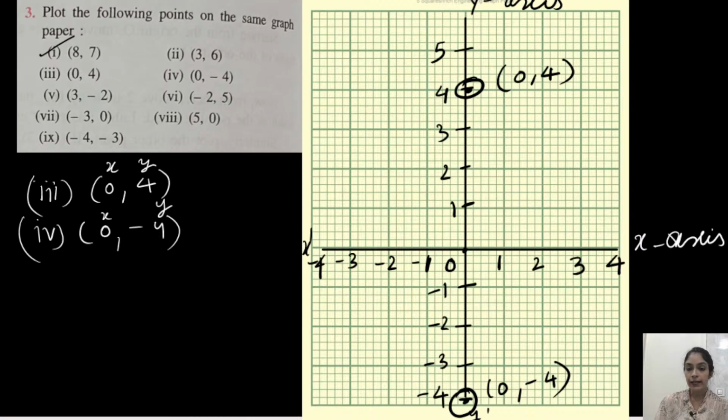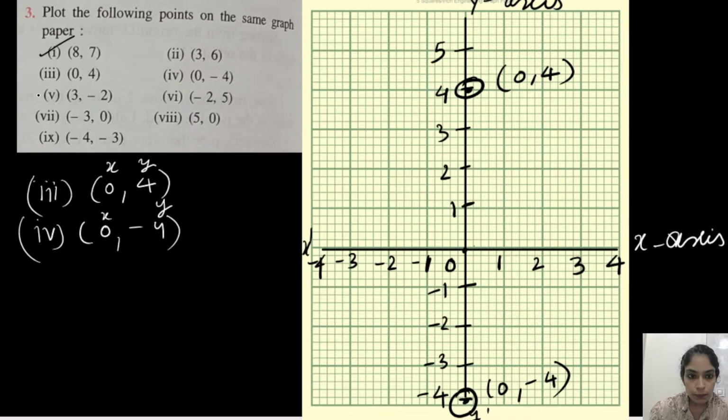So here you can see, like I showed you earlier, if the point lies on the y-axis, the x value will be 0. These points where the value of x is 0 lie on the y-axis. We are going only vertically up or down. The first point was 0 comma 4. We went till 4 and marked the point here. And in the same way we plotted this one.